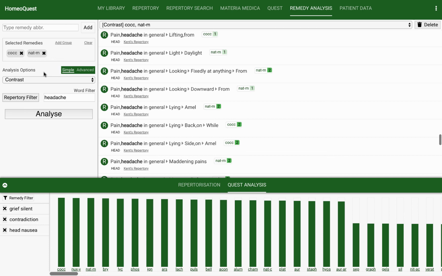So I hope this was helpful. We have a deep dive tutorial again for every feature, but this was like an overview. I wanted to just cover the best highlights of the HomeoQuest software here. But I hope it gets you started and you start playing with HomeoQuest and then go deeper into each section if you need more information.